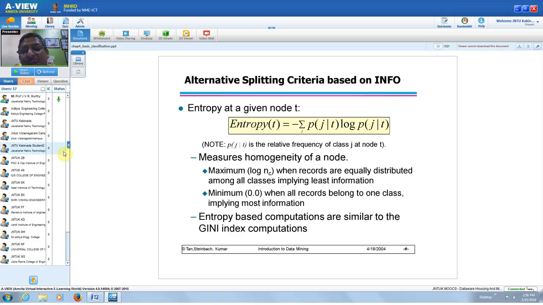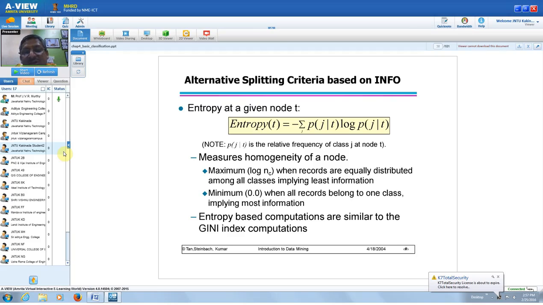The measure here is minus sigma Pj by T log Pj by T. What is this Pj by T? This is the relative frequency of a class j at node T. Or for your convenience, it is considered as sigma i running from 1 to k, that means you have k classes, sigma i from 1 to k, pi log pi to the base 2.